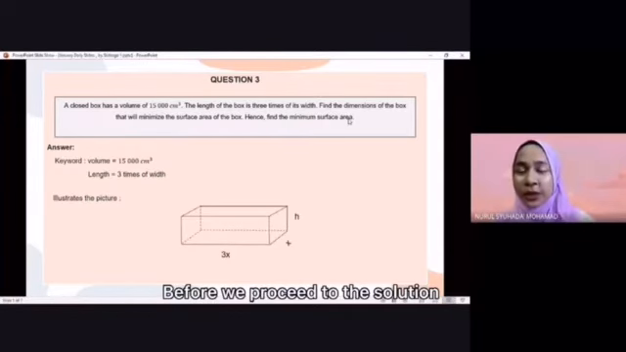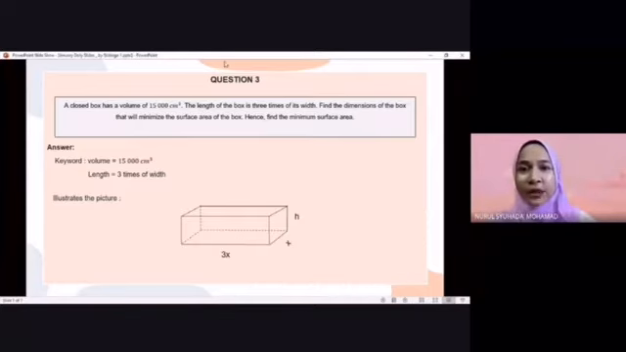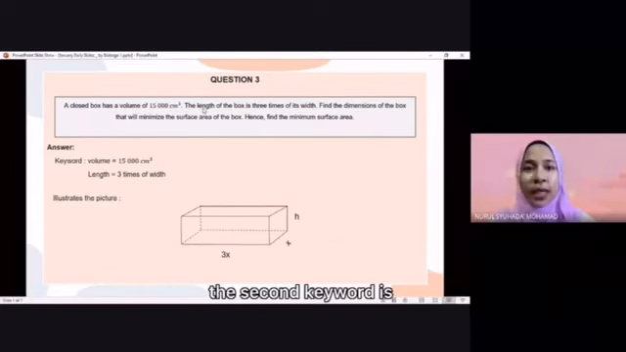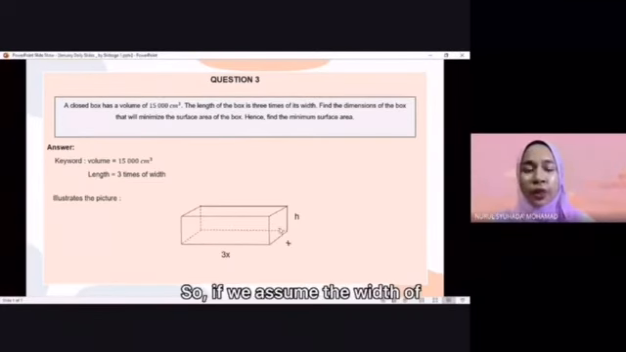Before we proceed to the solution of this question, let's find the keywords given in the question. The first keyword is that the volume of the box is 15,000 cubic centimeters. The second keyword is that the length of the box is 3 times its width. So if we assume the width of the box is x, the length of the box will be 3x.